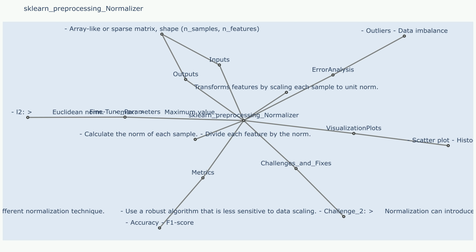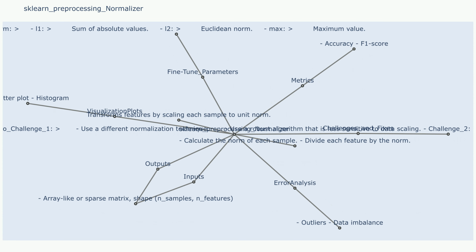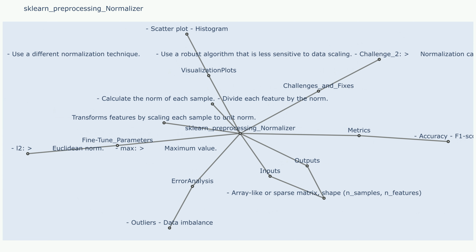sklearn preprocessing normalizer. Description. The normalizer is a preprocessing technique used to rescale the features of a dataset so that each sample row has a unit norm. This means the sum of squares of all features in each sample will be equal to 1. It is primarily used to ensure that features with larger magnitudes don't dominate the analysis, especially in algorithms that are sensitive to feature scaling.